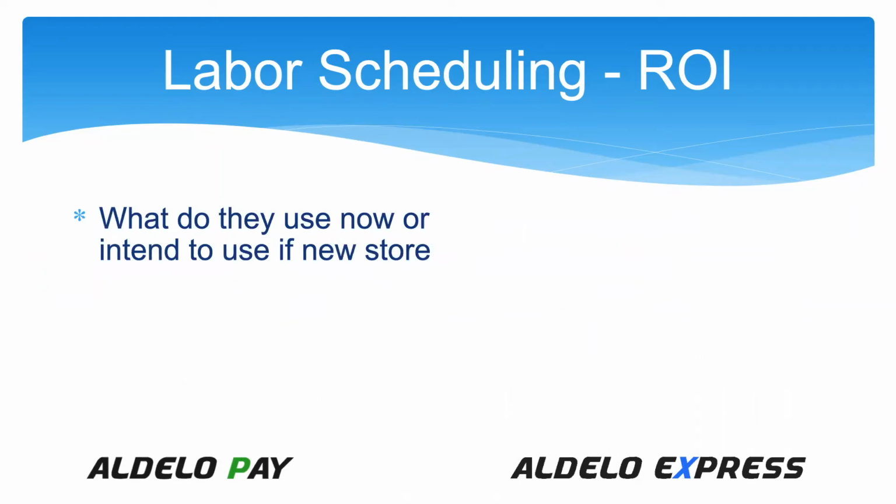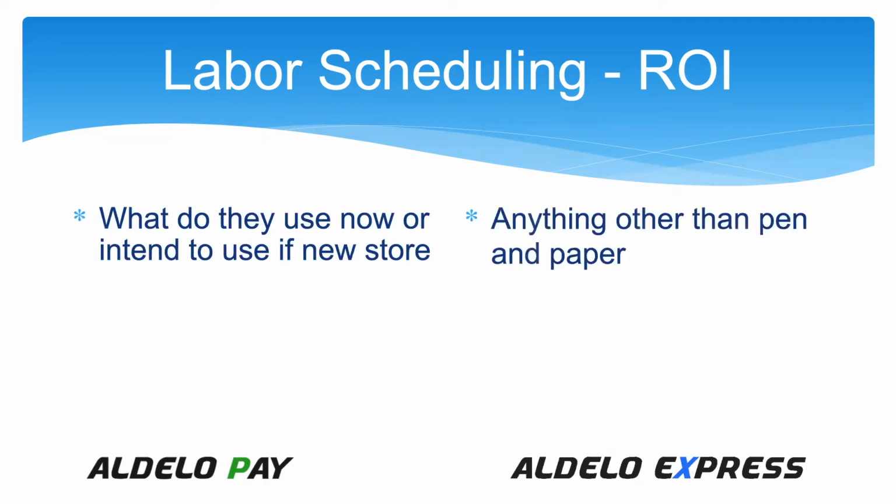So what do they use now, or what do they intend to use if they're a new store or new operation, to do their labor scheduling? A lot of times it's pen and paper. If they're trying to be electronic, they may go to something like Excel, which is still not really controlling the labor. It's calculating the labor and forecasting it, but it's not anywhere near the controls that we're talking about with the Aldelo Express.